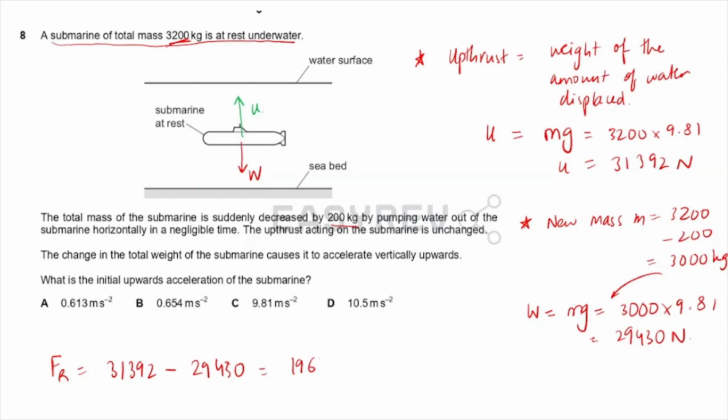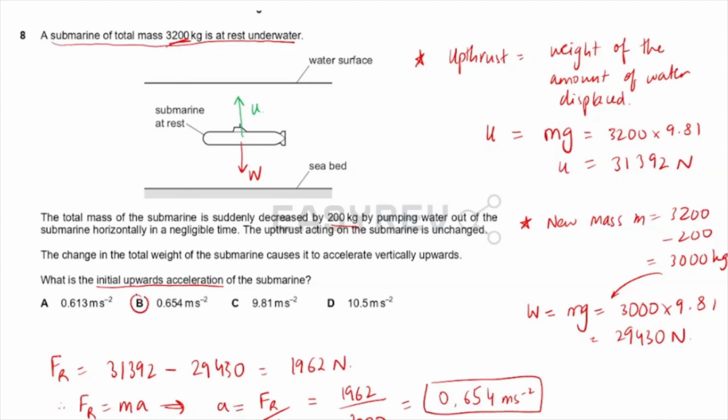This gives us 1,962 newtons. Now we have to use this resultant force to calculate the initial upwards acceleration, in which case we can use Newton's second law, which states that the resultant force is equal to mass times acceleration, which means acceleration would be the resultant force divided by mass. We have the resultant force. The mass would be the new mass that we consider after the 200 kilograms have been removed, so 3000. And what you get is 0.654 meters per second squared. And fortunately, we have option B that matches this perfectly. Great. Let's look at the next question.